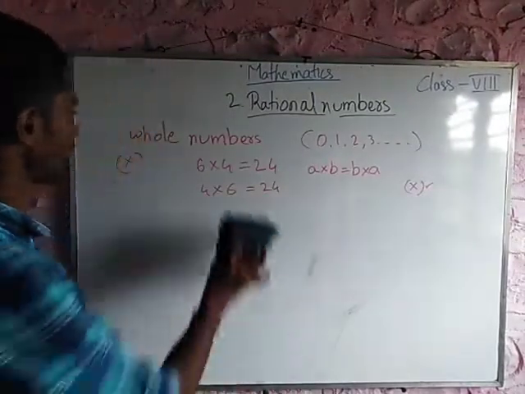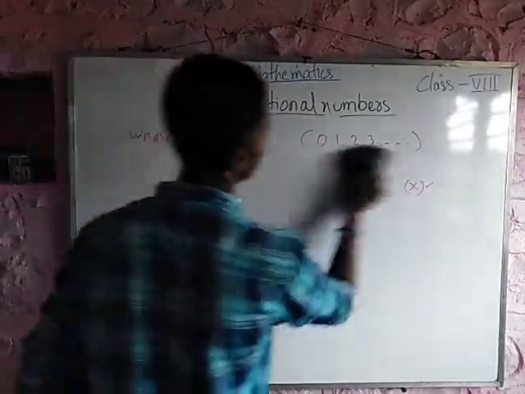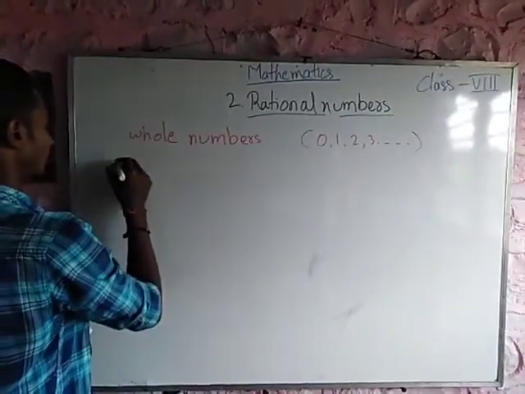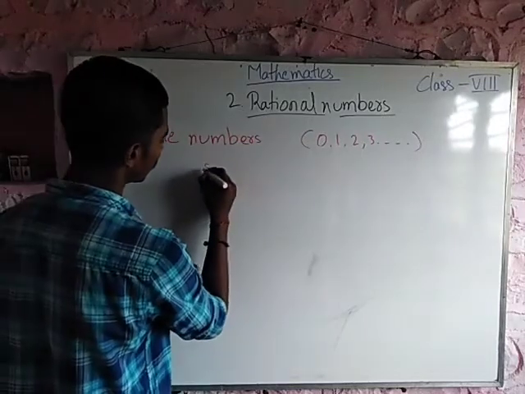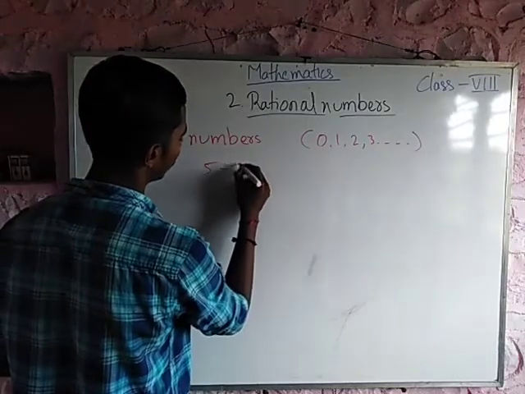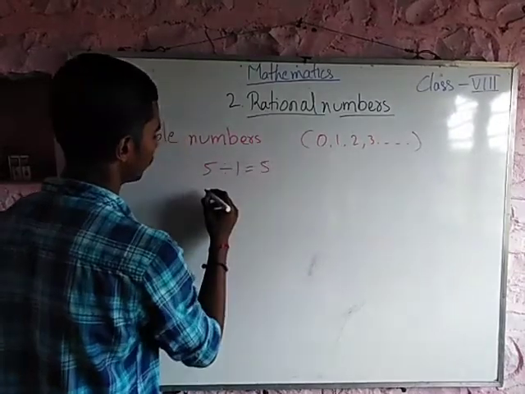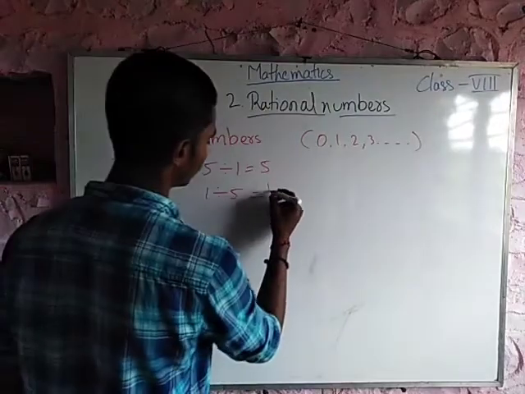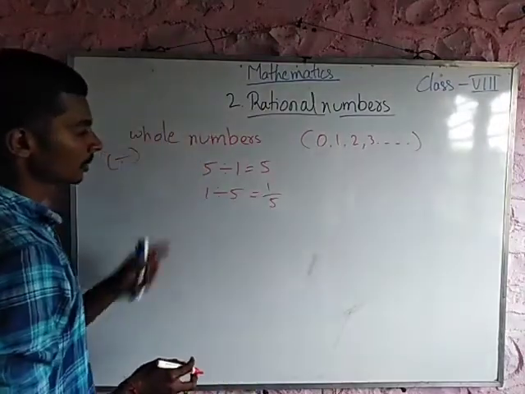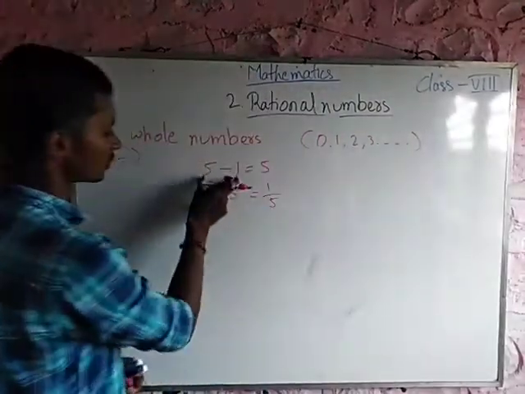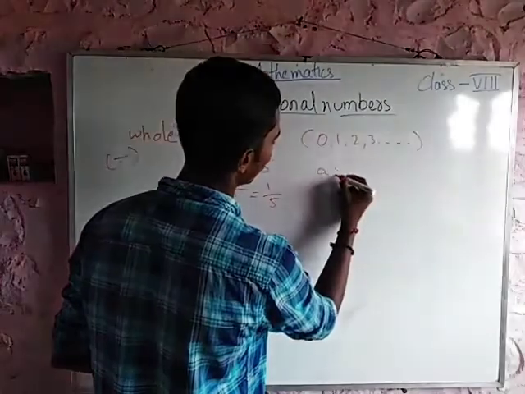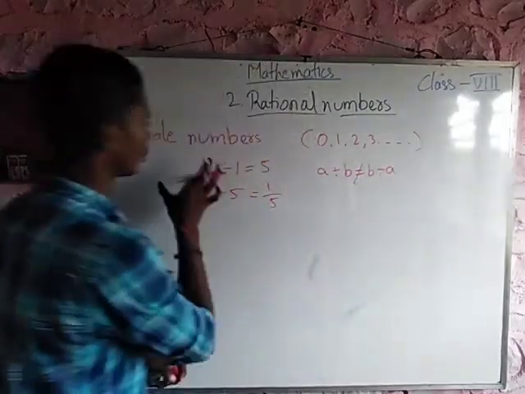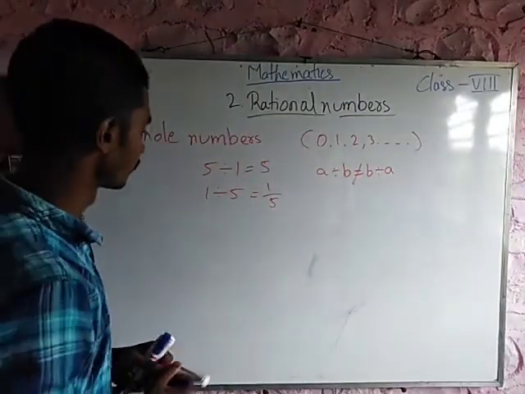Now division. For division, 5 divided by 1 will give me 5, and 1 divided by 5, I have to write it like this. So what we can say, this is not equal to this, which is a divided by b is not equal to b divided by a. So whole numbers are not commutative under division.